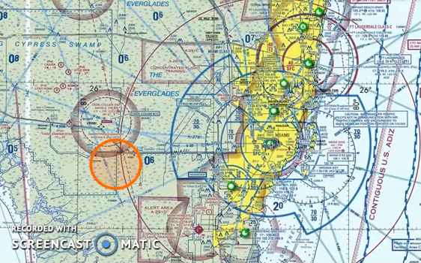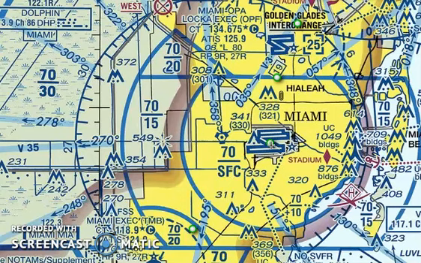Remember the difference between a sectional and the terminal area chart. The terminal area chart has more detail, because the sectional chart has a scale of 1 to 500,000 and the terminal area chart a scale of 1 to 250,000. I'm just zooming in here so we can see a little bit clearer.